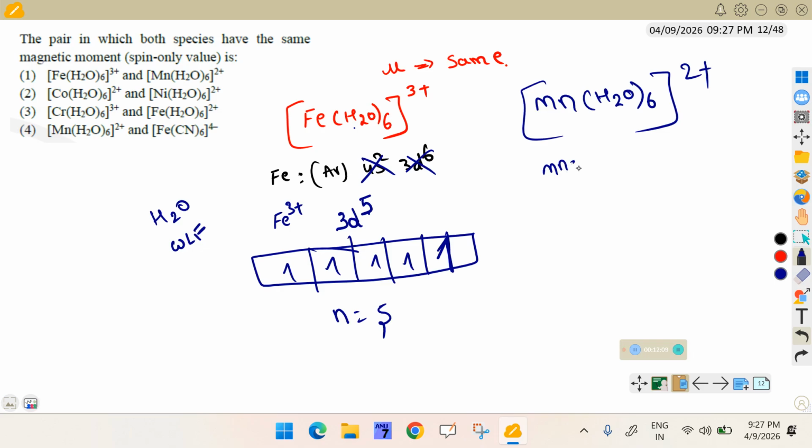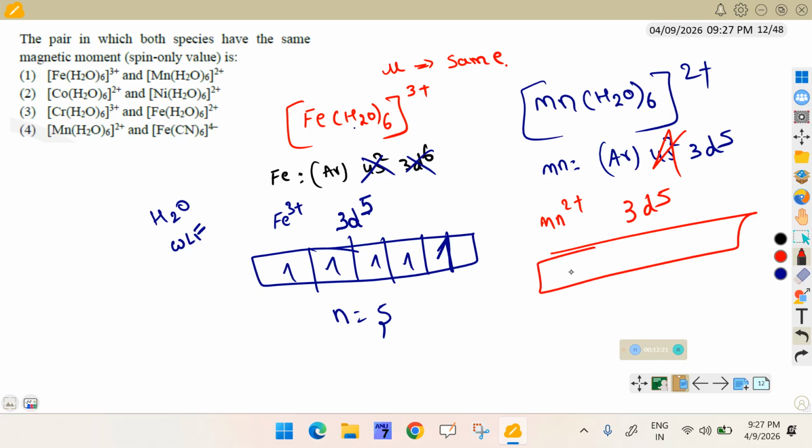Manganese, atomic number 25. Electronic configuration: argon 4s2 3d5. Mn2+ form: remove 2 electrons. This is also 3d5 and it contains 5 unpaired electrons. The number of unpaired electrons remains the same.